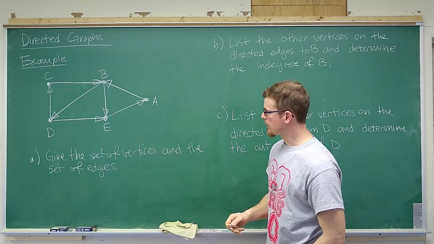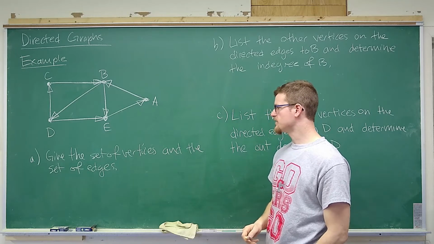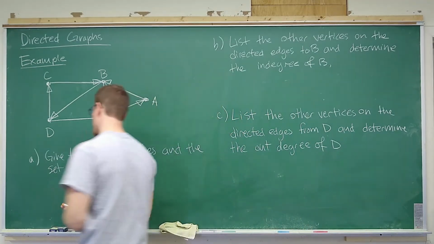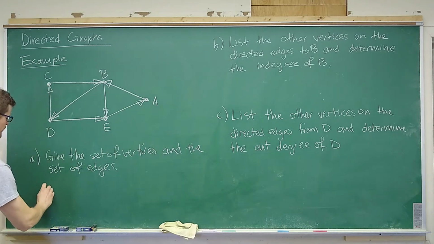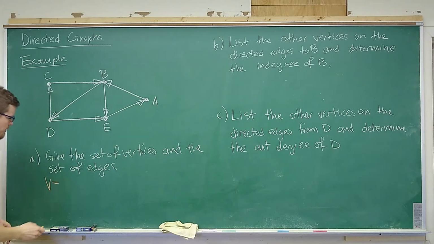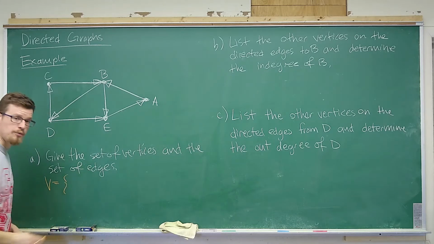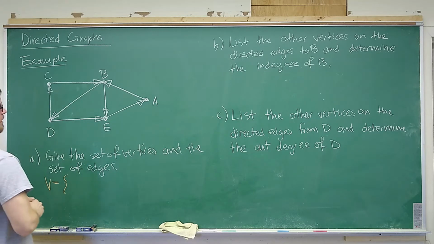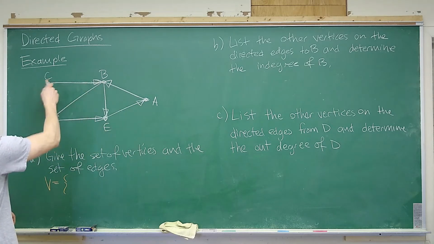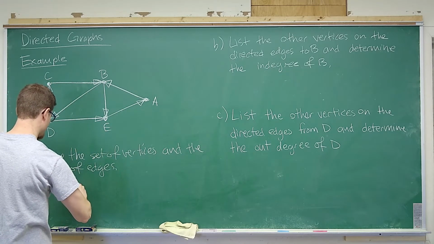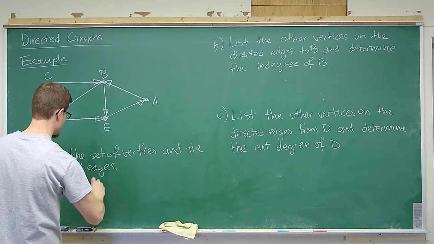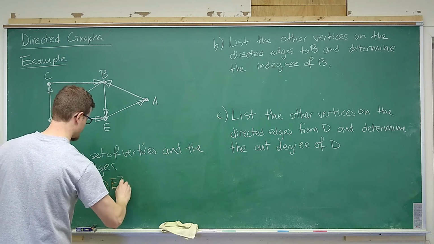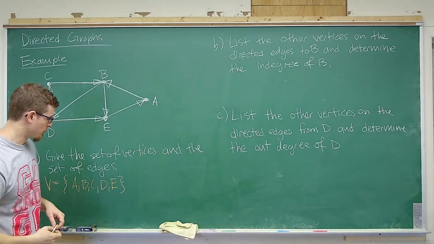So for our first question, we want to give the set of vertices and the set of edges. Of course, we want to use appropriate notation when we're doing this as well. So for the vertex set, typically that's denoted with a V. And we also want to use set notation. So the set of vertices are simply A, B, C, D, and E. Okay, excellent. That seems pretty straightforward.